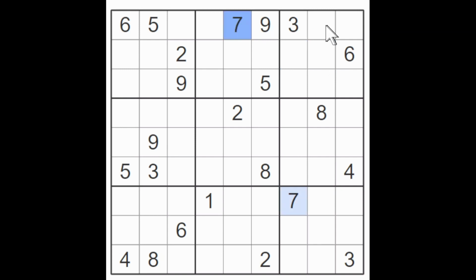The 7 here blocks these cells, and the 7 here blocks this cell. So one of these two cells will have to be a 7. And in combination with this 7 here, we now know that one of these two cells will have to be a 7. We don't know which one yet, but we know now that a 7 for column 3 will have to go here, here, here, or here. I know that's a lot of possibilities, but at least now I know.